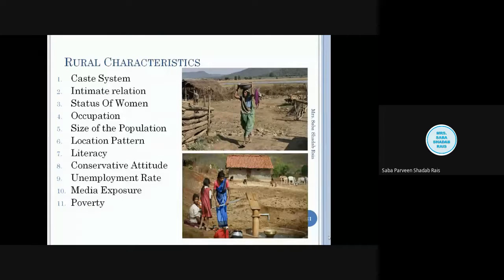Then social exploitation of the farm laborers by the landlord. Initially, as I told you, they do not have ideas of the government schemes and all.